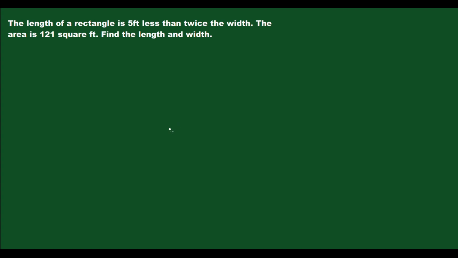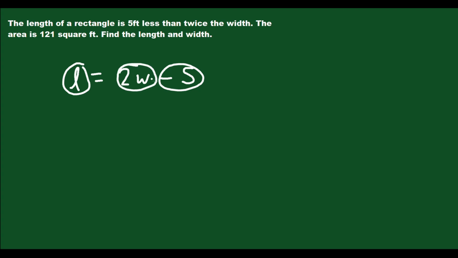So let's look at this one. The length of a rectangle is 5 feet less than twice the width. Okay, so the length of a rectangle is, so when you see "is," that means equals, right? So the length of a rectangle is equal to 5 feet less than twice the width. So two of the widths, it's 5 feet less than this, so minus 5. So the length is equal to 2w minus 5. So that first sentence is giving us this equation here. Call that equation 1.